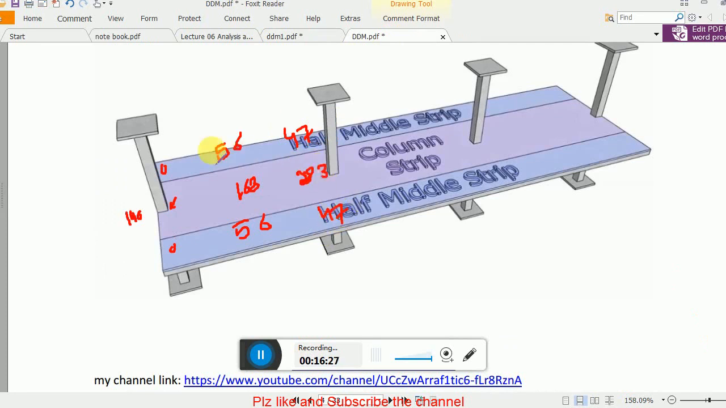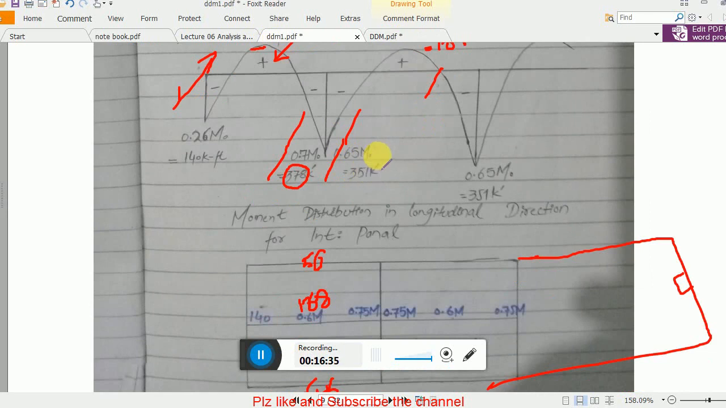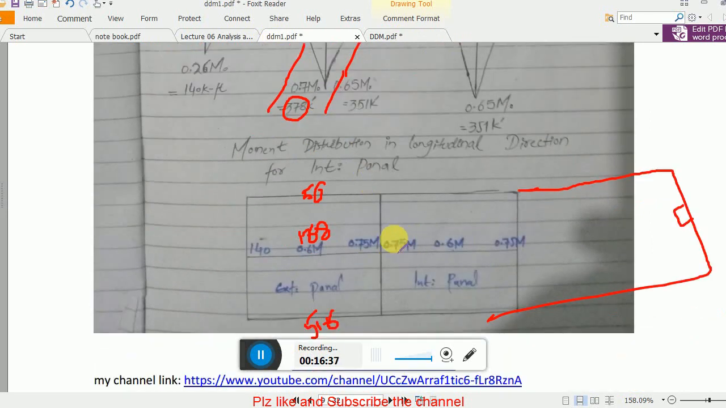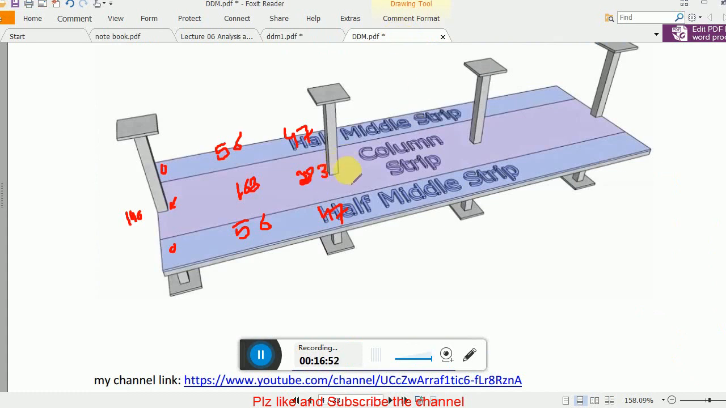This is important. This is for the exterior panel. Now we did the calculation for this panel as well. Clear? You see here 351. So of 351, 75% will be here and the rest will go towards here. So 0.75 times 351 gives 263. Let me write down 263 at the other face of that support. 263. And the rest of the movement, let me show you in another way.